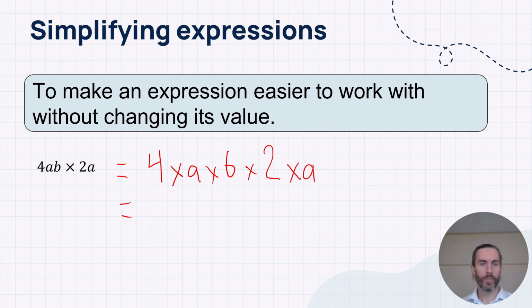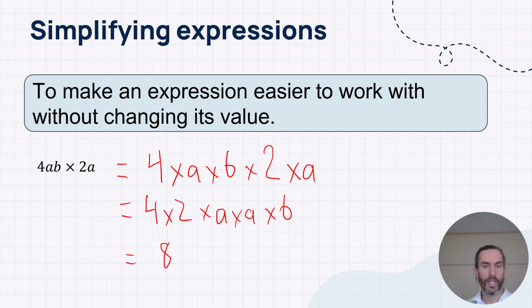Now, because multiplication has that commutative property, we can mix up the order of these letters and numbers, and we're not going to affect the value. So let's put the numbers together, 4 times 2, and let's put the same letters together, a times a, and then b is the last one out there on its own. Now we can keep simplifying this. 4 times 2, that's 8. And a times a, that's a squared.